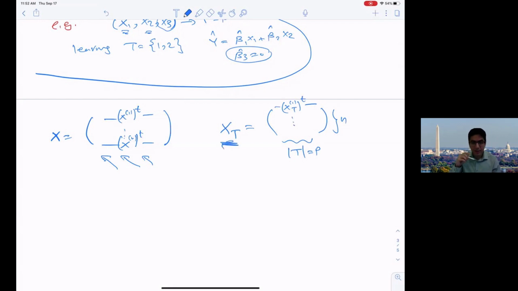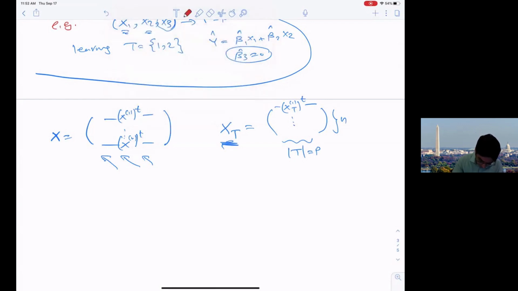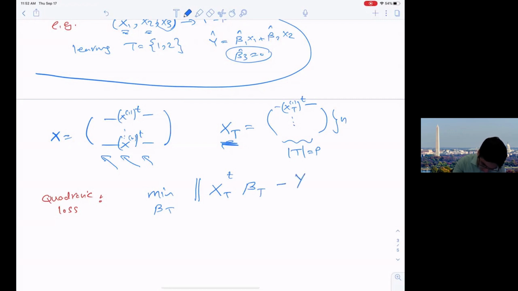And for learning, this is again linear regression, right? Machine learning 101. I'm going to use a quadratic loss to fit my model to my data. So what is that minimization? I'm minimizing over beta_T. X_T transpose, my input data, times my coefficients beta_T minus my labels y. So this is going to be my optimization.